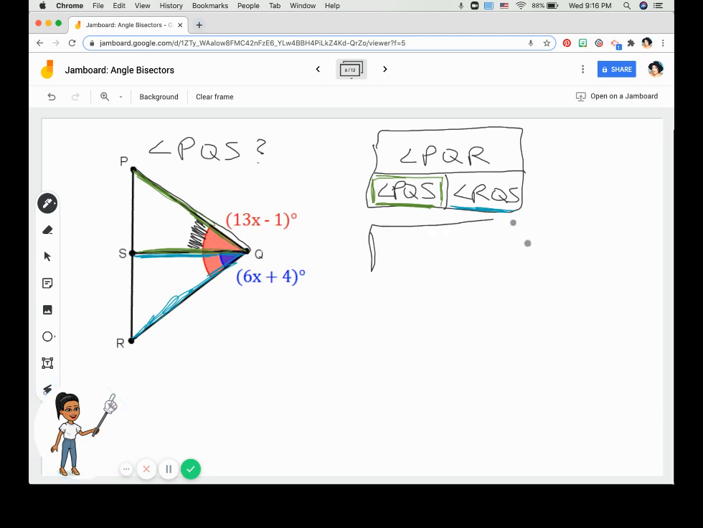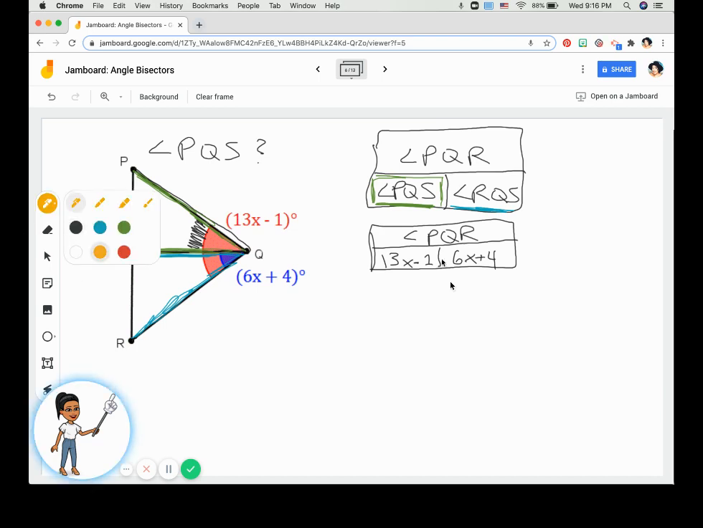So I'm going to fill in my box. I'm going to say that angle PQR is equal to 13x minus 1 plus 6x plus 4. And once again, I know that these two things are equal to each other. So now we're just going to solve an algebra problem. 13x minus 1 is equal to 6x plus 4.